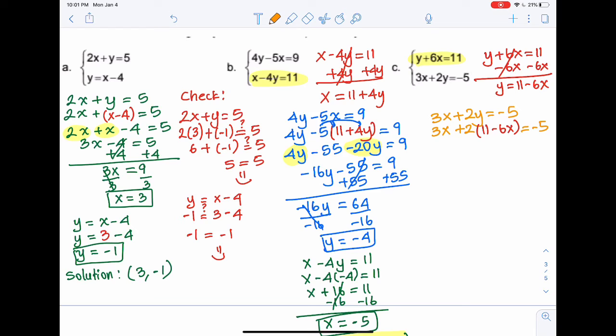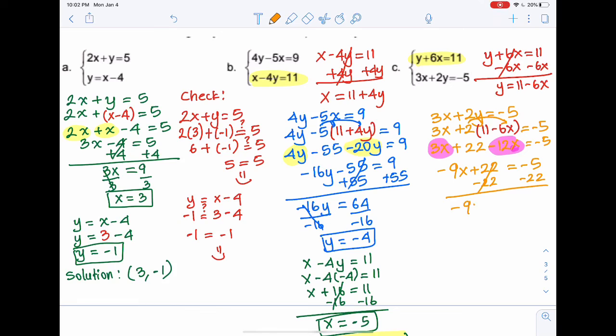And then make sure to apply distributive property before you combine like terms. 2 times 11 will be 22. 2 times negative 6 will be negative 12x. And then let's combine like terms. We have positive 3x, we have negative 12x. From here, it is going to be negative 9x plus 22 is equal to negative 5. Let's subtract the constant from both sides to isolate our x.